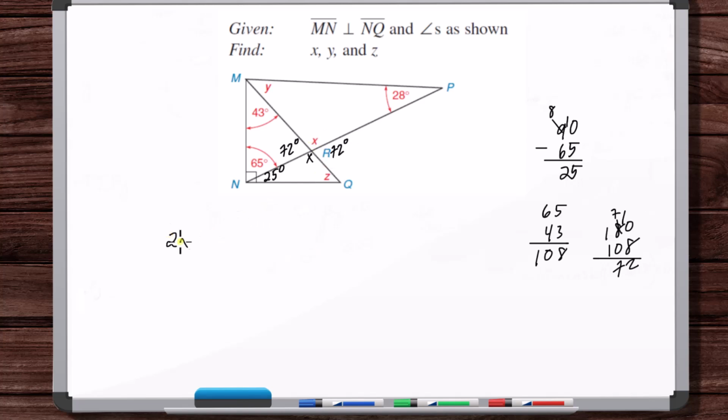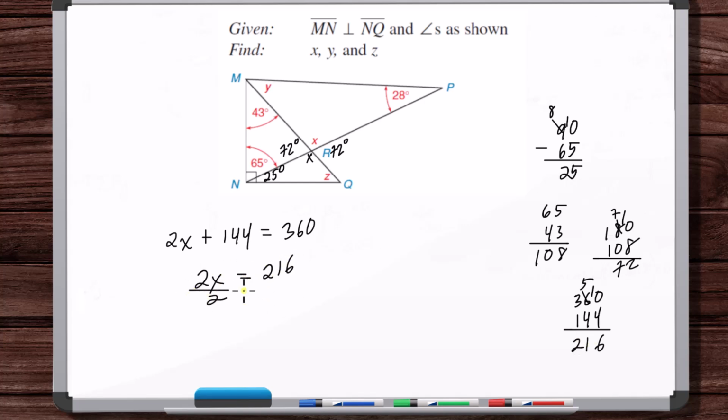So we have 2x plus then 72 times 2 is going to be what? 144 is equal to 360. So 360 minus 144 is 216. So 2x is equal to 216. So x is equal to 216 divided by 2 is 108. Okay.